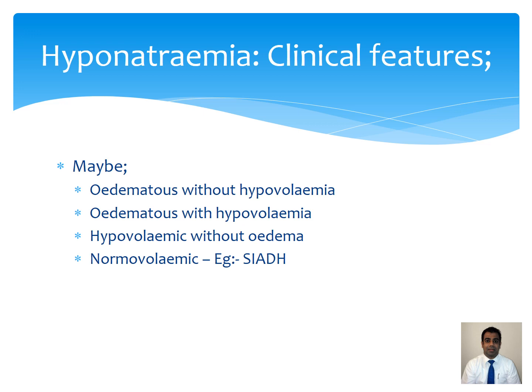They can be edematous with hypovolemia, as occurs in patients with nephrotic syndrome because of activation of the renin-angiotensin aldosterone axis and also antidiuretic hormone. You can have water retention, salt retention, and they can be edematous but hypovolemic, and they can also be hypovolemic without edema in patients with diarrhea and dehydration.